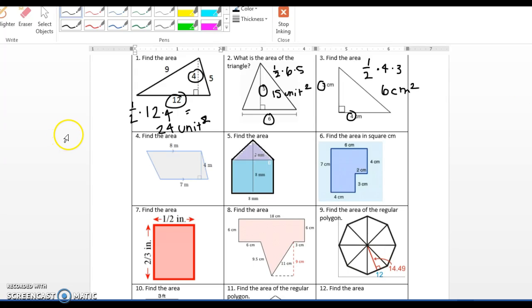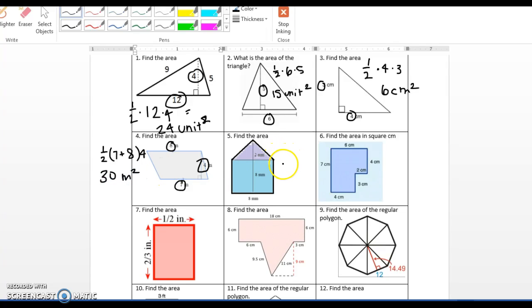The formula for a trapezoid is 1/2 parentheses base 1 plus base 2 times the height. Multiply that out, you get 30 meters squared.